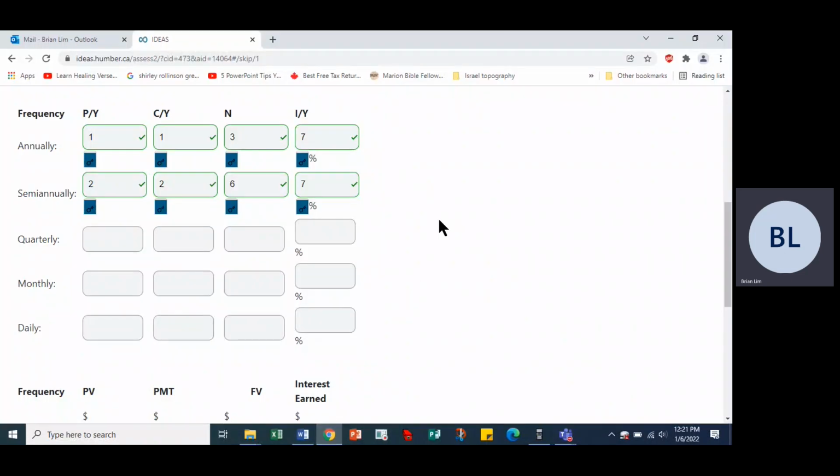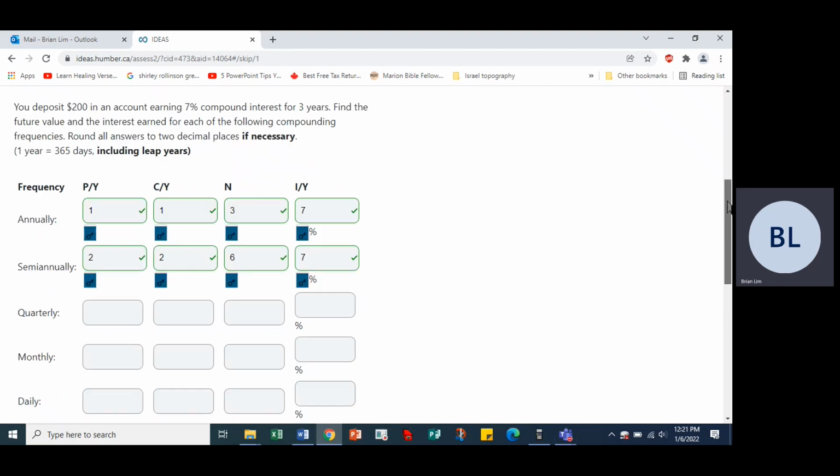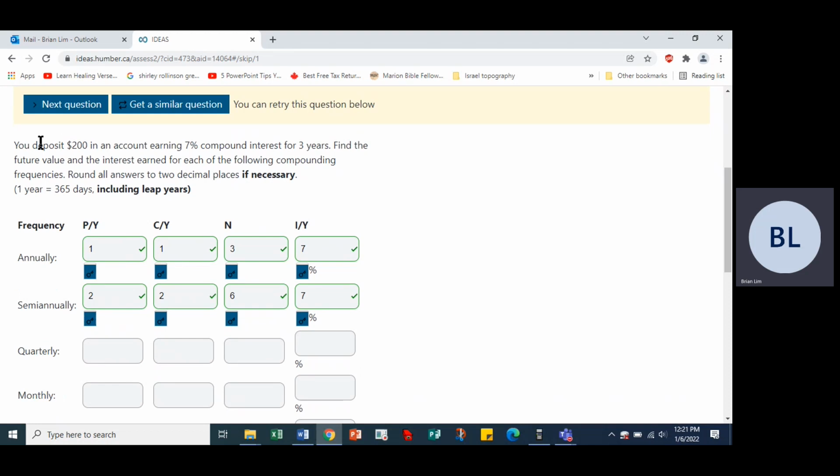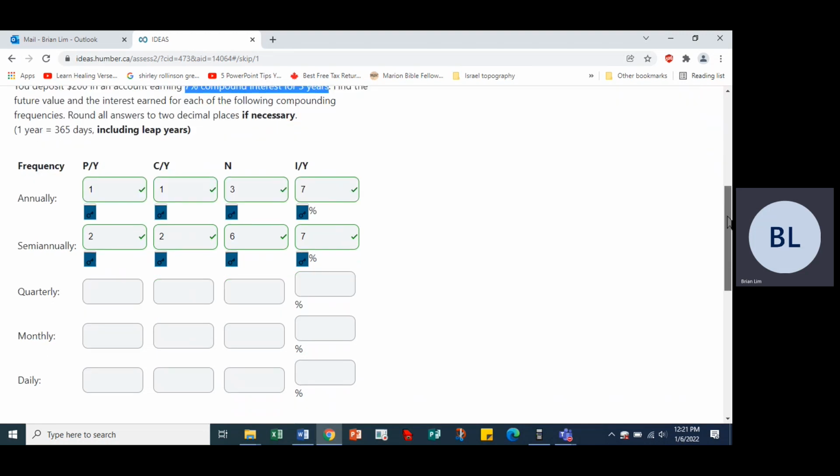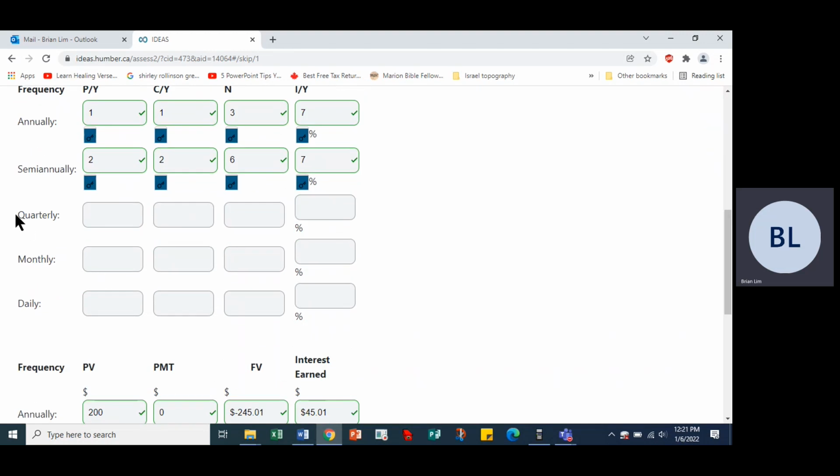Okay, let us start. Last time we did the annual and semi-annually compounding for the investment or deposit of $200, right? At 7% for 3 years. Okay, so this time we'll continue with the quarterly right here. This quarterly and the monthly and daily.